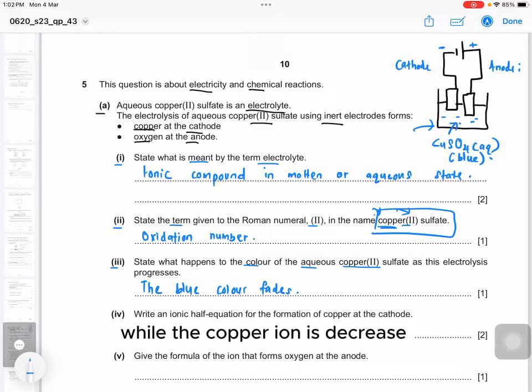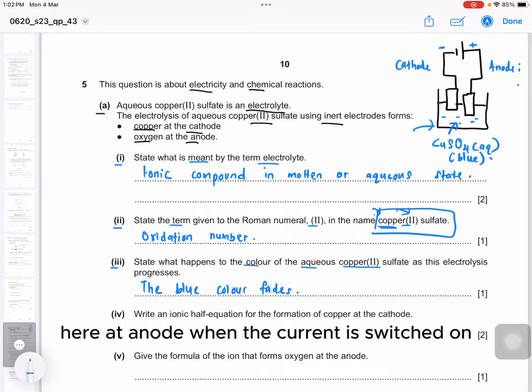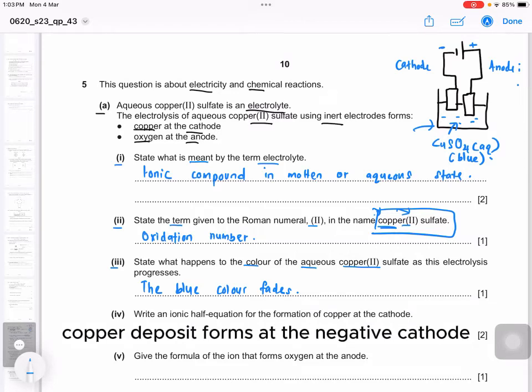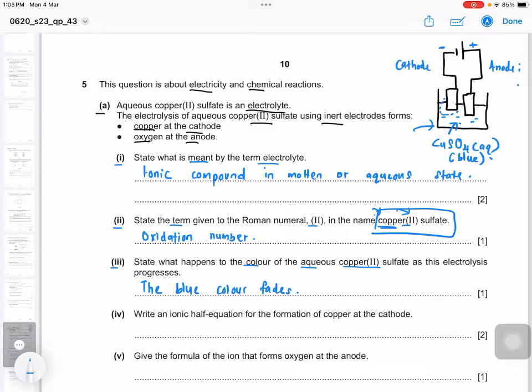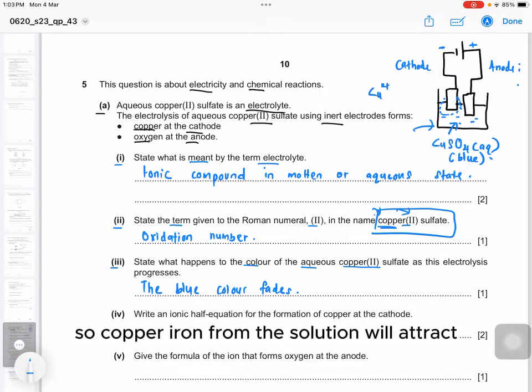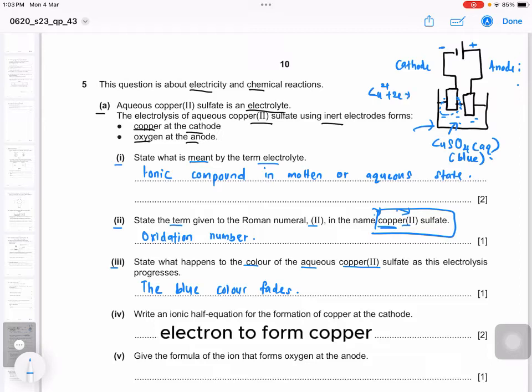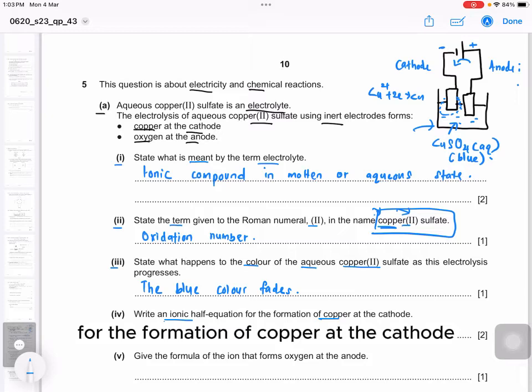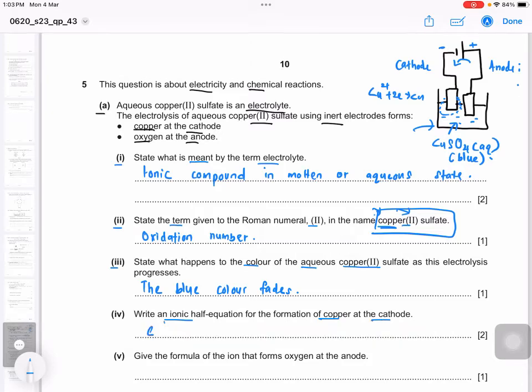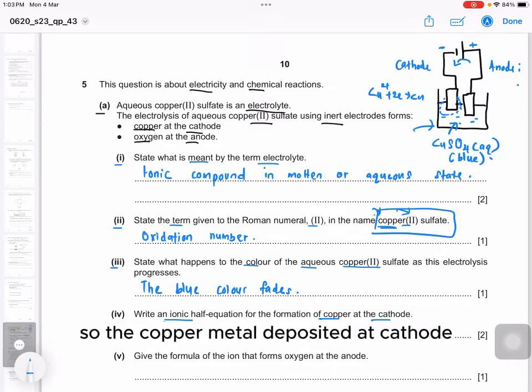Why is the copper ion decreased? Here, when the current is switched on, copper deposit forms at the negative cathode. So copper ion from the solution will attract electron to form copper. Electron travels from anode to cathode. So write an ionic half equation for the formation of copper at the cathode. Copper ion from the solution attracts electrons to form copper metal. So the copper metal is deposited at the cathode.